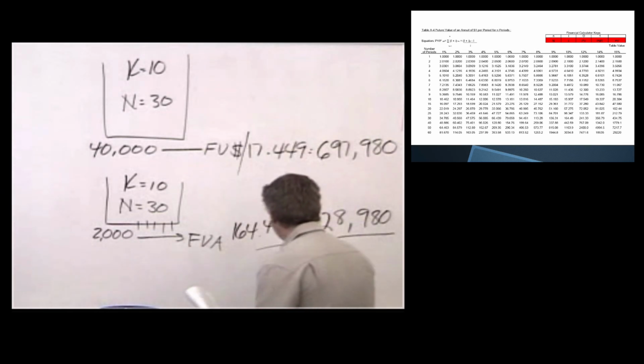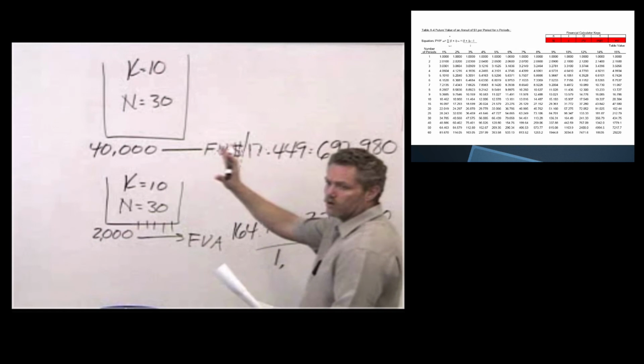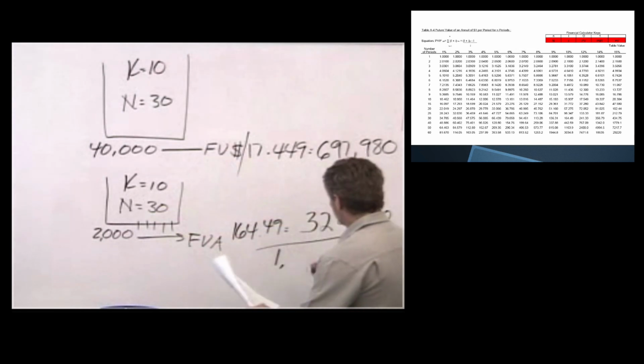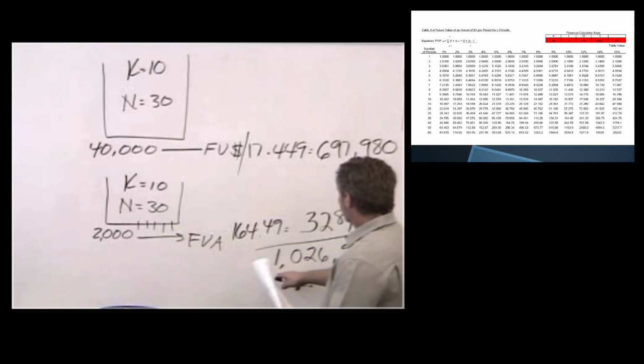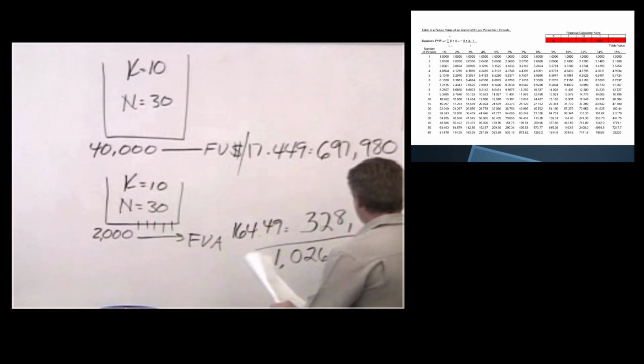We get a total value or expected value of what our fund's going to be worth 30 years from now. We end up with a total value of $1,026,940.